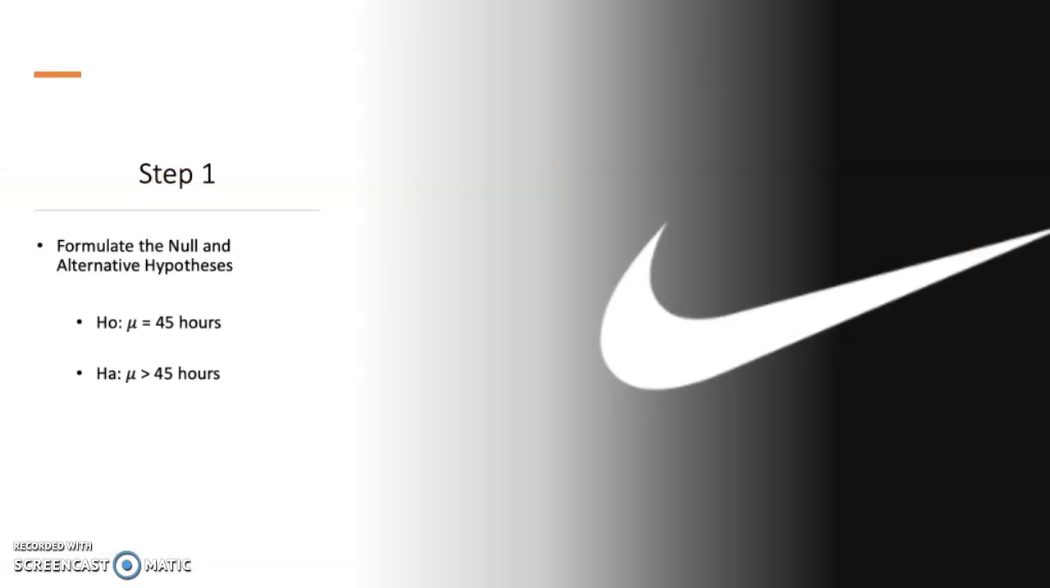In step 1, we will formulate the null and alternative hypotheses. H0, the null hypothesis, is mu equals 45 hours, as claimed by Nike. But the alternative hypothesis is what we're testing, whether or not Nike exceeds this limit, which is our alternative hypothesis of mu greater than 45 hours.